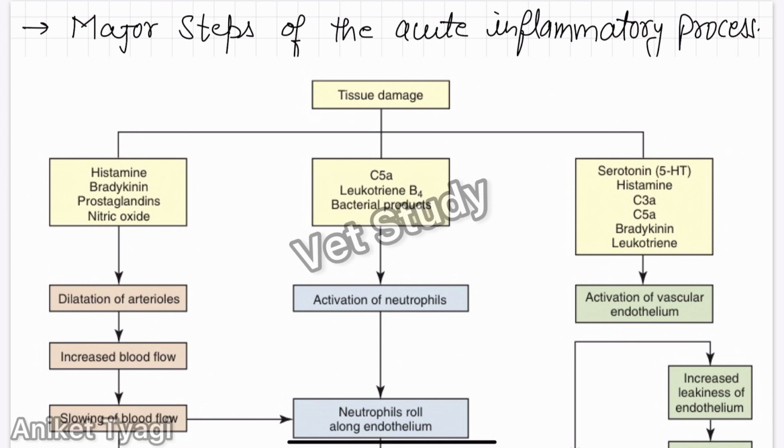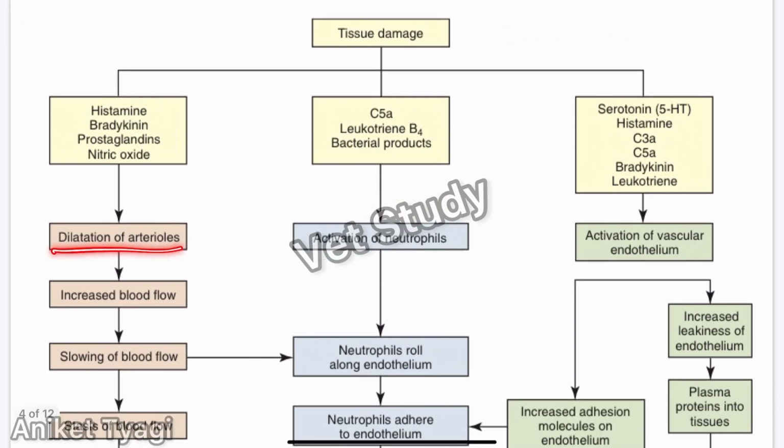After vasodilation, there will be vascular congestion. You can also see here the dilation of arteriole. There will be increased blood flow, and then there is vascular congestion. Vascular congestion will allow the fluid to leak through the vessel, and this is facilitated by components like C3a and C5a.